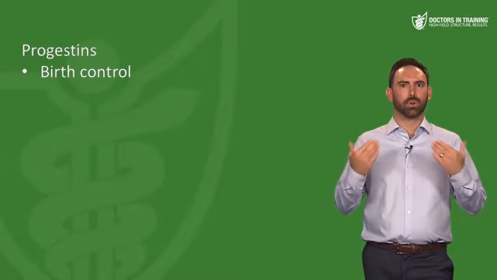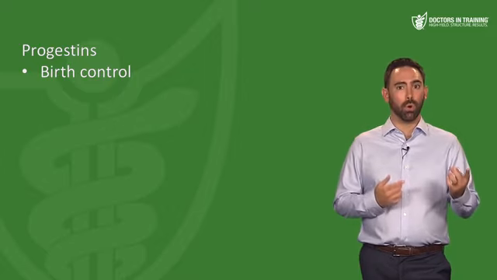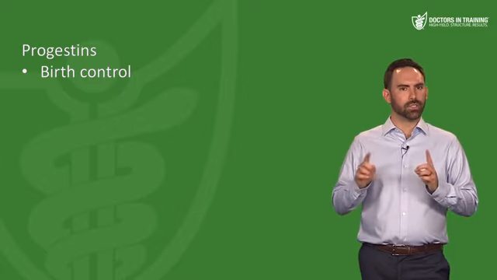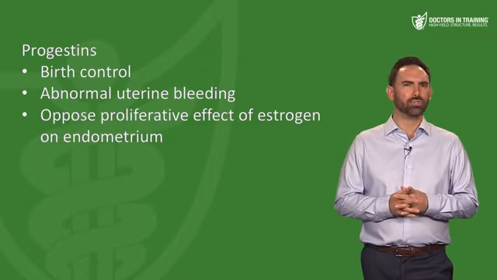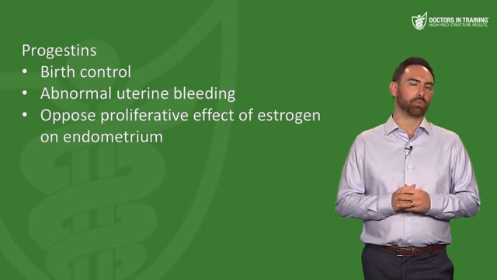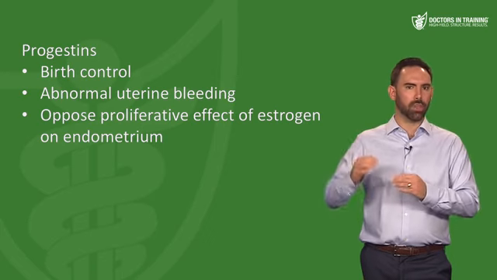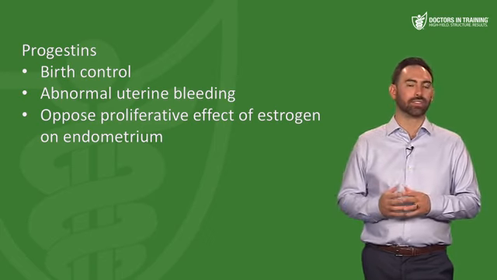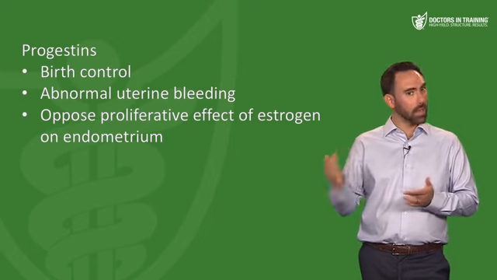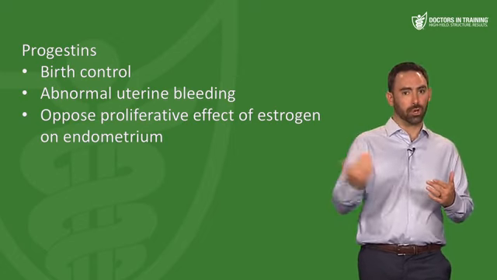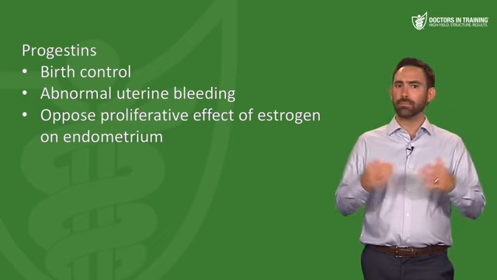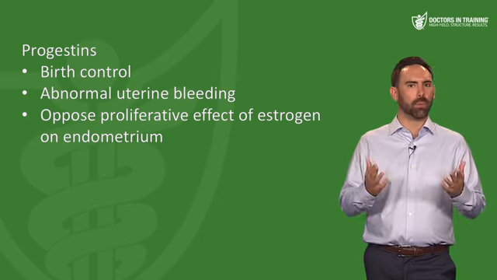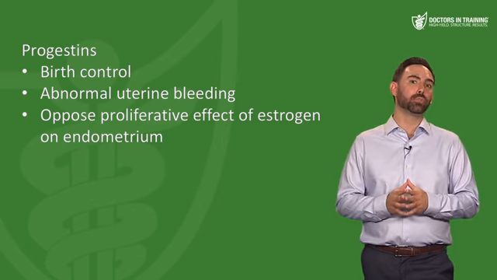Let's move on to progestins. Progestins are found in hormonal birth control, either alone or together with estrogen. Progestins can also be used to treat abnormal uterine bleeding or to oppose estrogen in women receiving estrogen replacement. Progestins oppose the proliferative effect that estrogen has on the endometrium. So in a woman who still has her uterus, if you're starting estrogen for any reason, you always give a progestin as well. And the main adverse effect that we'll worry about with progestin is irregular bleeding.